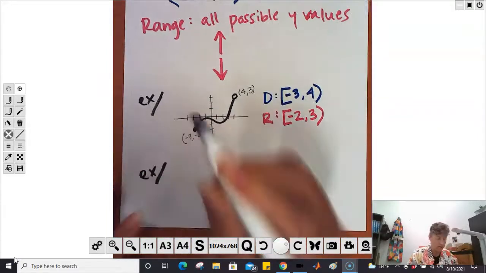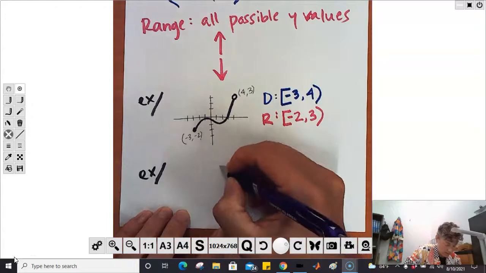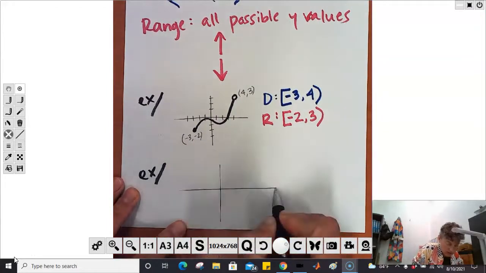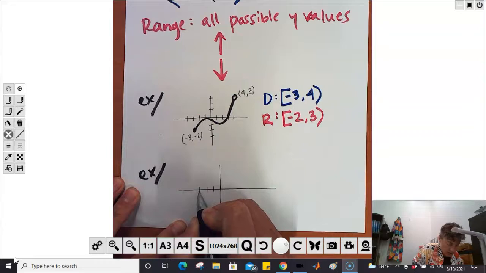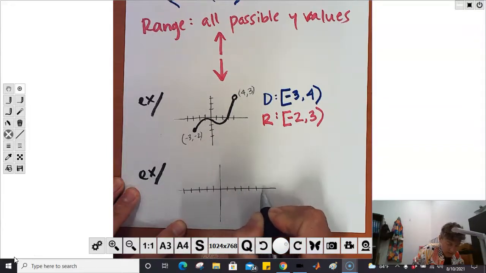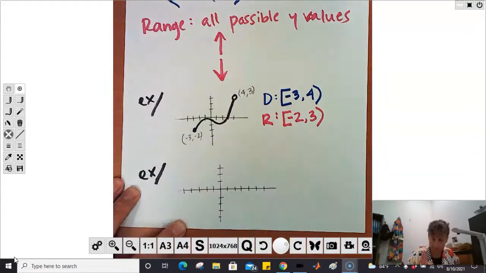Okay, so let's draw a graph again. Might give myself a little bit more space to work here. 1, 2, 3, 4, 5. 1, 2, 3, 4, 5, 6. 1, 2, 3. Okay, not too much bigger, but it's a little bit bigger.